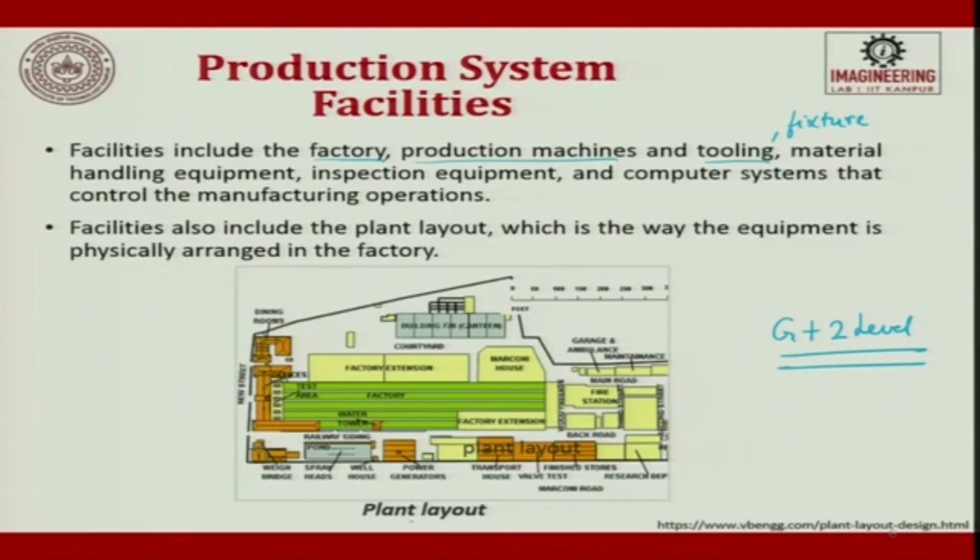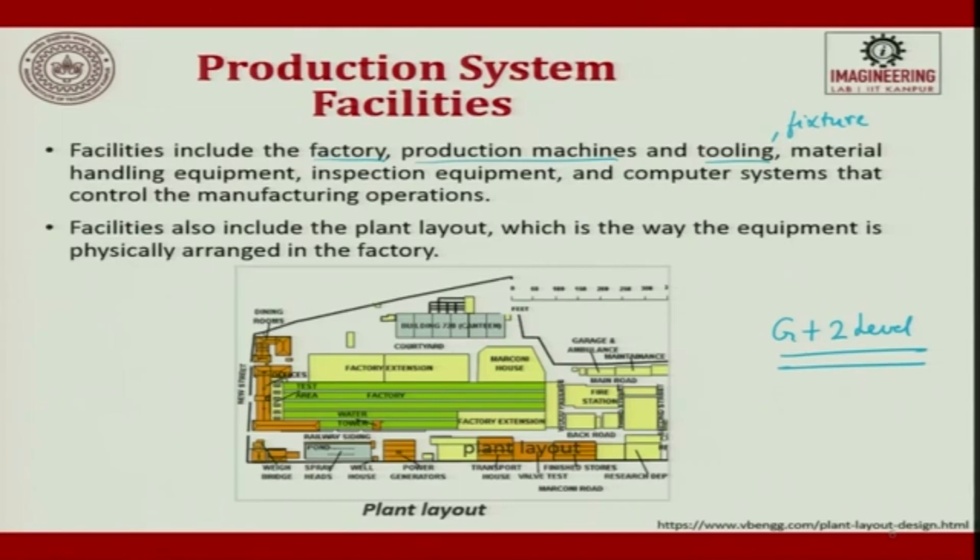If you look at it here in a layout, you will have weighing bridge, spray head, well house, power generator, transport house, finished stores, research department, factory extension. You will have a factory, you can see factory extension. Then you also see dining hall. These are all part of the layout which is done.